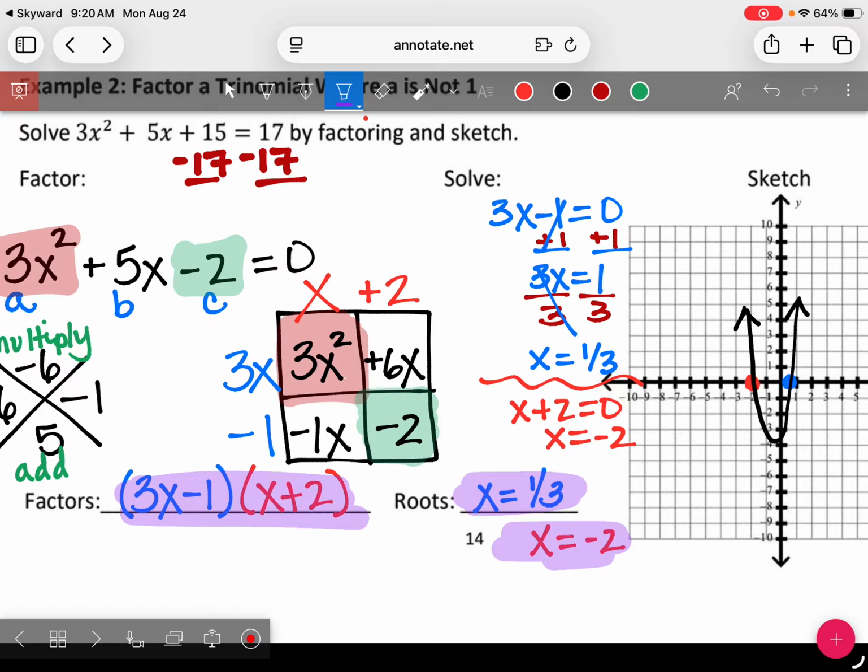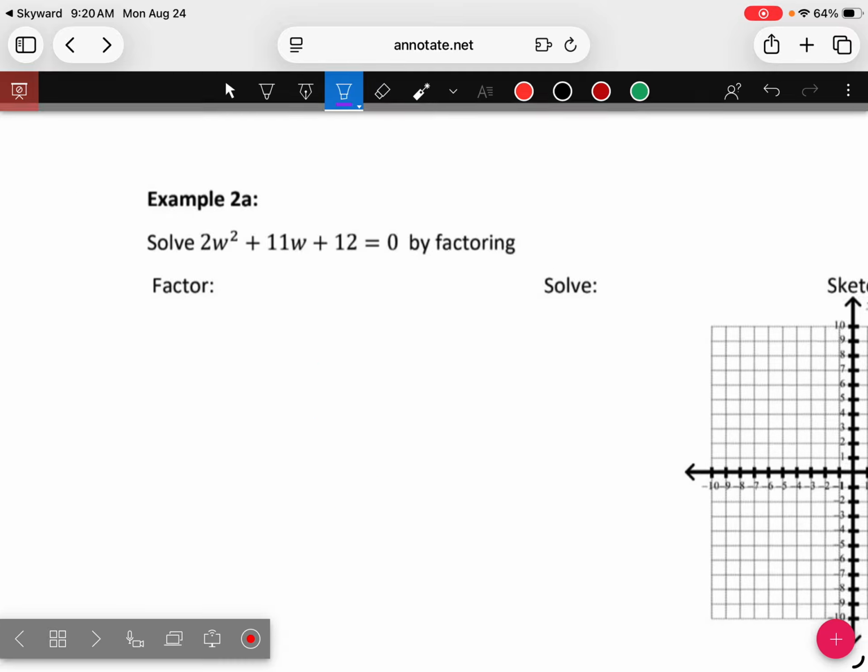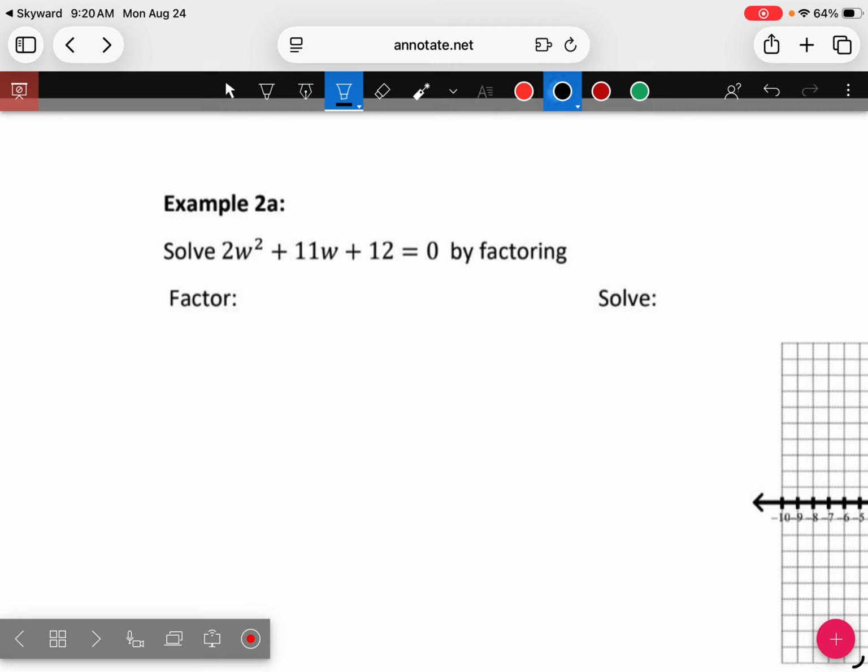All right, let's do another one. That's the only way to get better. I know this says W, but I'm going to change that to an X. So I'm going to write it as 2x squared plus 11x plus 12 equals 0. All right, so this one is already set equal to 0. We don't have to do that. We don't have a GCF, but A is 2.